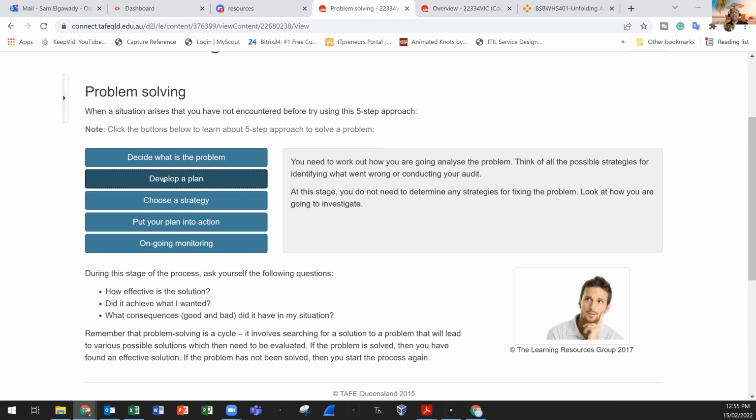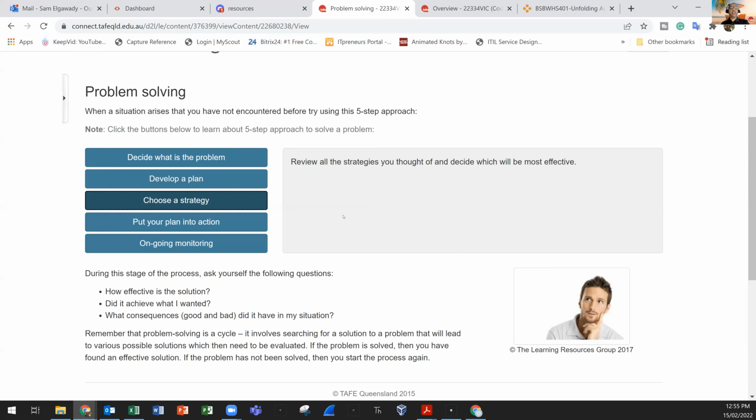So, develop a plan. We need to have a plan, analyzing the problem. Think of all the possible strategies for identifying what went wrong or conducting your audit. At this stage, you don't need to determine any strategies for fixing the problem. Look at how you are going to investigate. Then choose a strategy. Review all the strategies you thought of and decide which one will be the most effective.